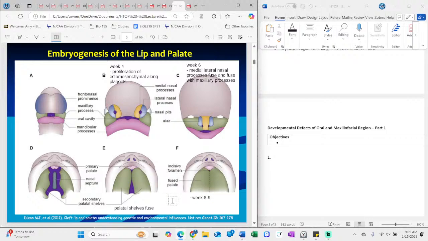nasal septum. So that fusion of the secondary palatal shelves starts from the anterior side, from here, and then it progresses towards the posterior. And this fusion is completely formed by about the 12th week of embryonic life.